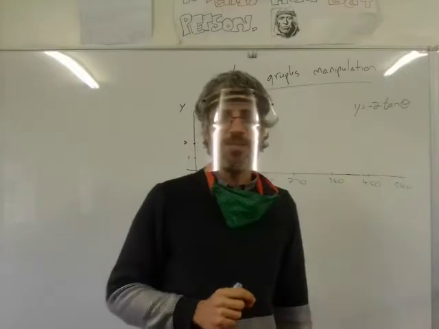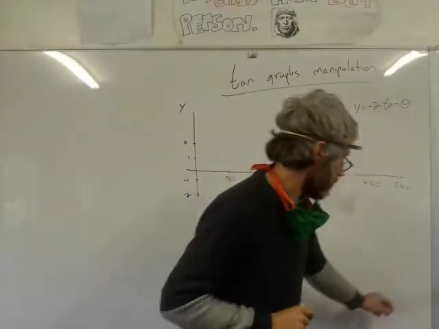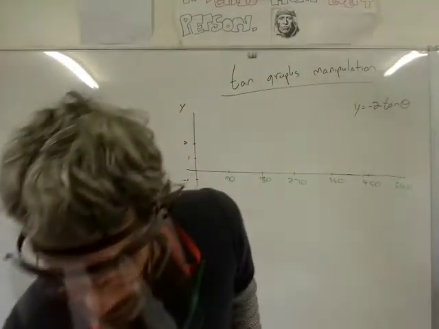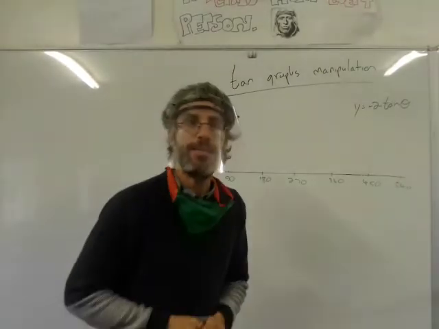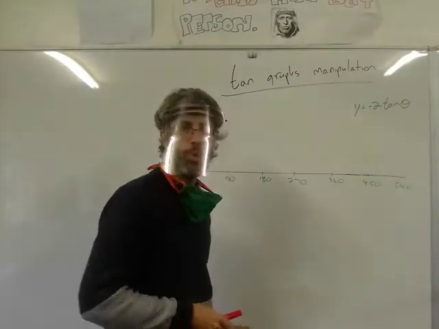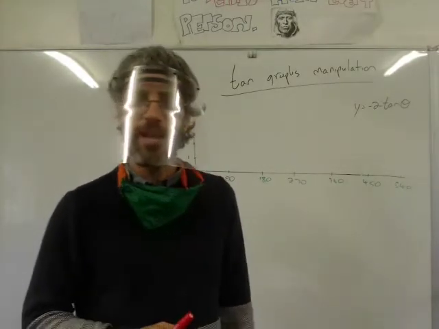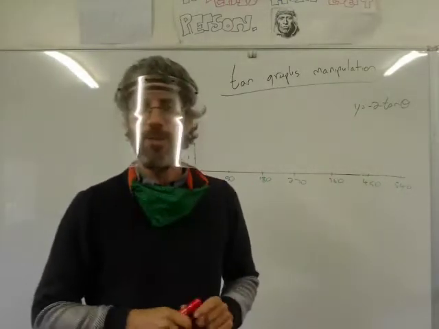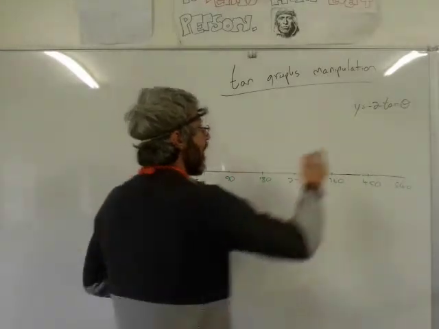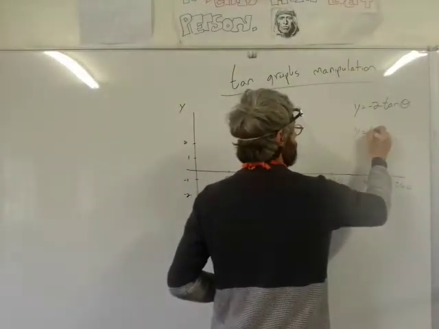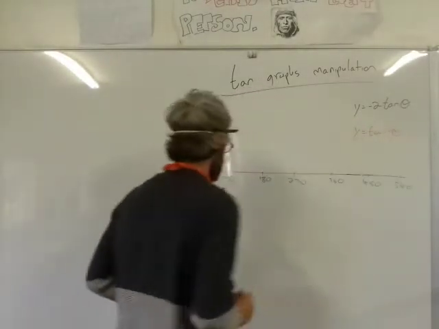But just like we did with the sine and the cosine, we first start with the mother graph. And I think because tan is definitely the more complicated one, I will repeat. I will draw the mother graph first. So y equals tan theta. What does that look like?